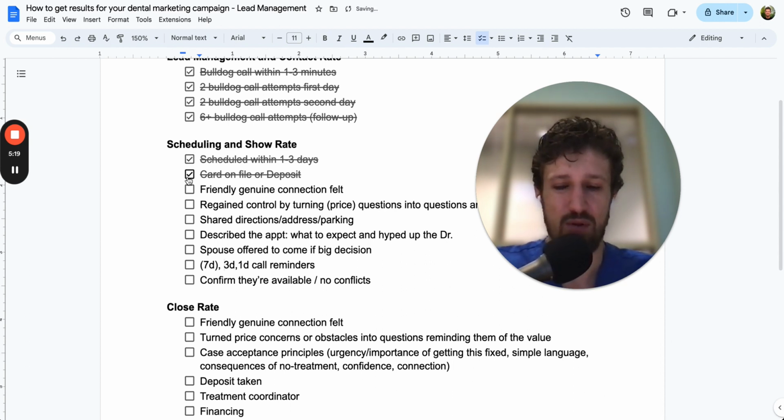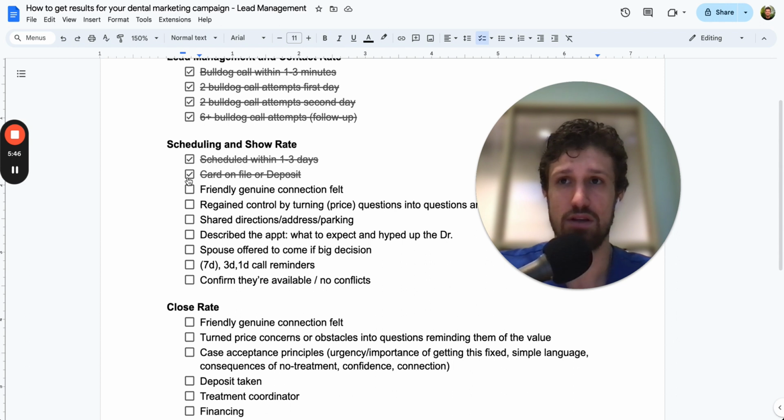The second thing, and probably the most important part for the show rate, is that we are getting a financial commitment. If we can get them to put a credit card on file with the office or some type of deposit, that's simply going to have the highest show rate, point blank period. We can do this with Stripe. If the office can put this into their PMS, that's ideal as well. And a card on file is probably easier to get than a deposit towards treatment.